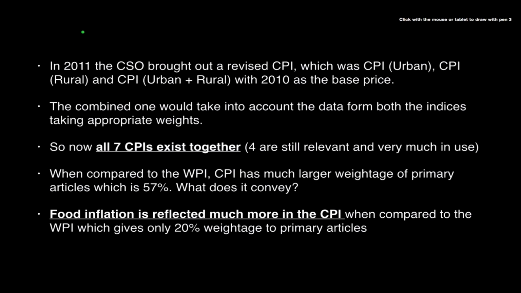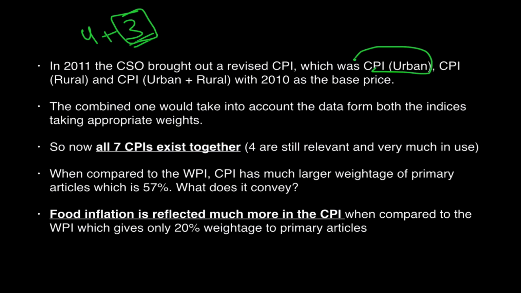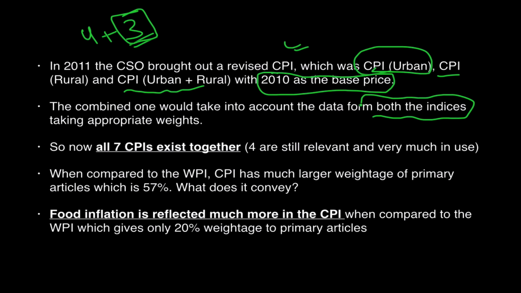Again, so as I told you, 4 were the earlier one. In 2011 there were 3 more introduced. There were CPI urban, CPI rural, and CPI urban plus rural, and 2010 was used as the base in this particular case. The combination, it takes both the indexes, that is the rural plus urban, and it takes appropriate weights of all of them. So now this is the key point, all 7 CPIs exist together.